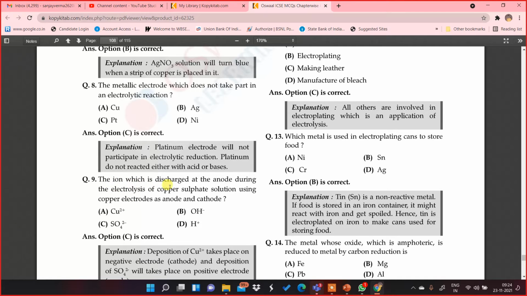The ion which is discharged at the anode during the electrolysis of copper sulfate solution using copper electrodes as anode and cathode. So which ion is getting discharged at the anode? Remember, copper electrodes are active electrodes, isn't it? So which ion will discharge?